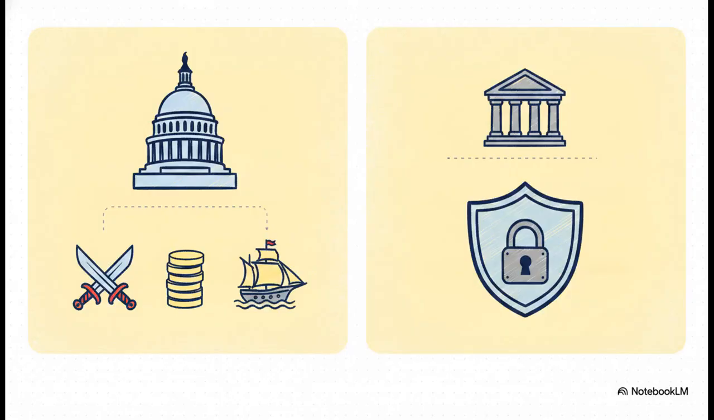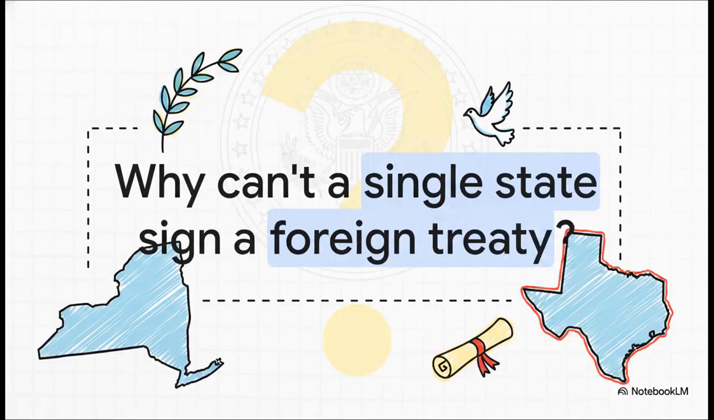Let's look at how these powers contrast. The Constitution specifically lists or enumerates the national powers in Article 1, Section 8. These are huge things that affect the whole country, like declaring war, coining money, and regulating foreign commerce. On the flip side, the 10th Amendment clearly states that any powers not delegated to the United States government are reserved to the states.